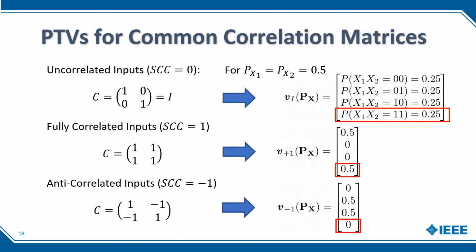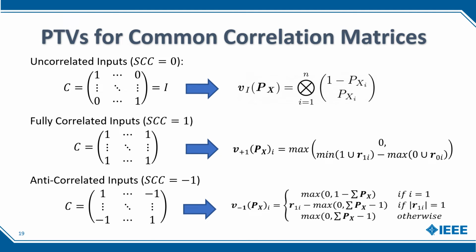Here we see three basic examples of what PTVs look like for a circuit with two inputs when they are uncorrelated, fully correlated, and anti-correlated. In this example, the inputs both have the value of 0.5. Note that the bottom entries, highlighted red here, give the probability that both inputs are 1 simultaneously, indicating an overlap, and that, as expected, this is highest for the fully correlated inputs and lowest for the anti-correlated inputs.